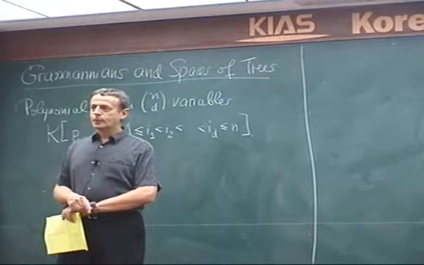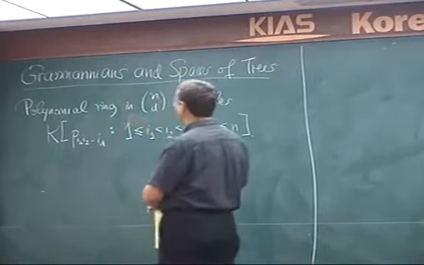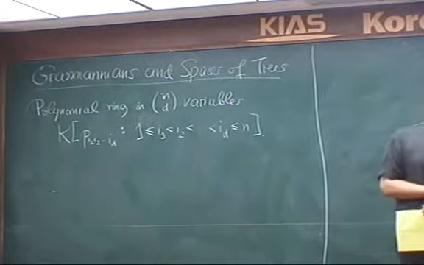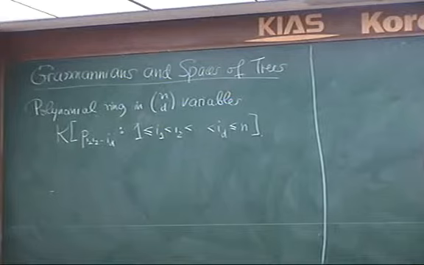Okay, I think most everybody is here. So let's come to lecture number 6. We're done with more than half, 5 out of 10. This is lecture 6: Grassmannians and spaces of trees.